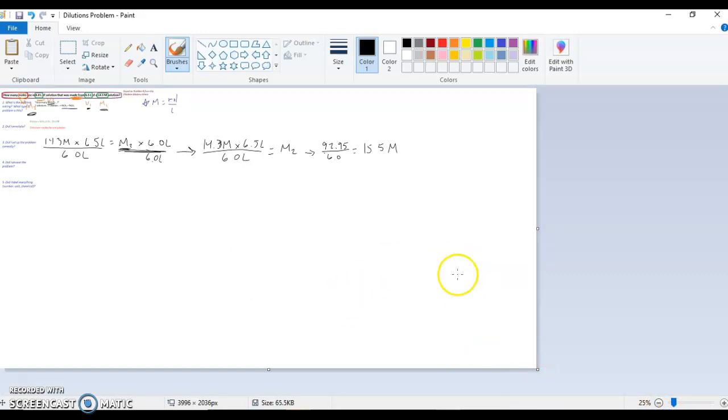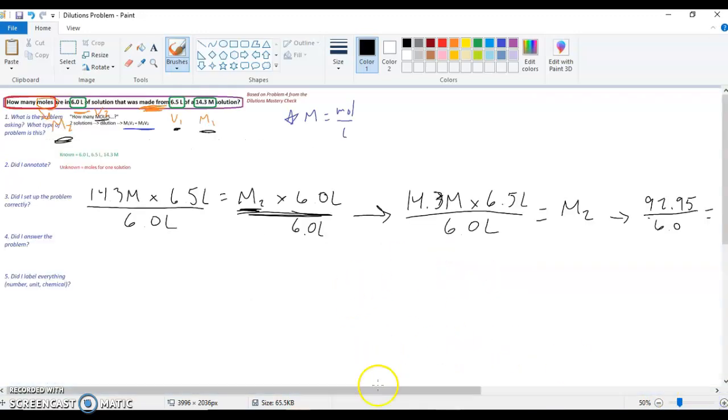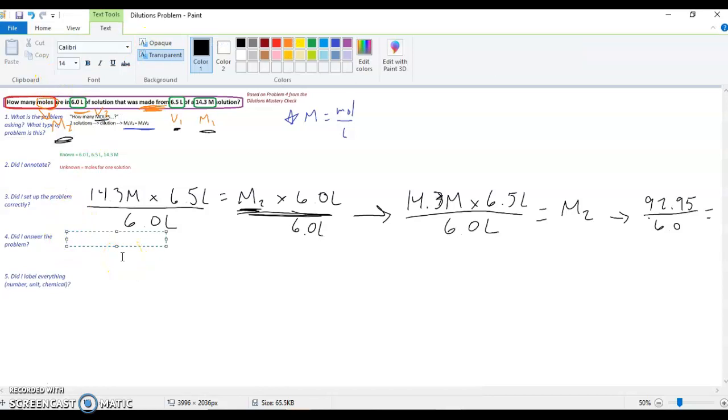Alright, but I'm going to zoom out and look at the whole thing. Maybe that's a little too far. Number 4, did I answer the problem? What is the problem asking me? Well, this problem, I'm just going to write this out in text. The problem is actually asking me how many moles. I'm going to capitalize that. How many moles? We found molarity, so not molarity, but how many moles?